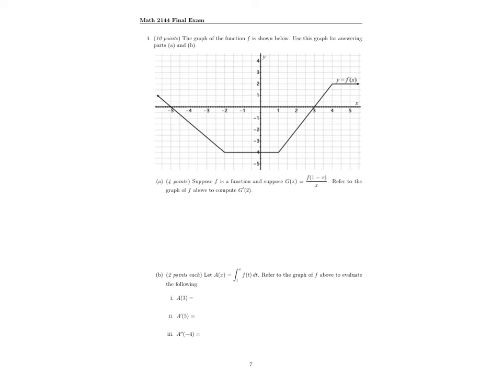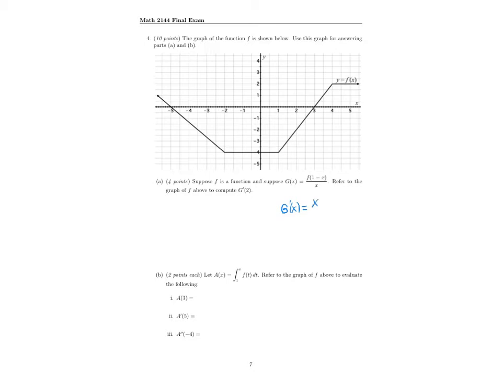So for this one, I'm given a graph of a function f. Then it says, suppose f is a function and g is f of 1 minus x over x. So let's look at g prime of x. I'll have to compute g prime using the quotient rule.